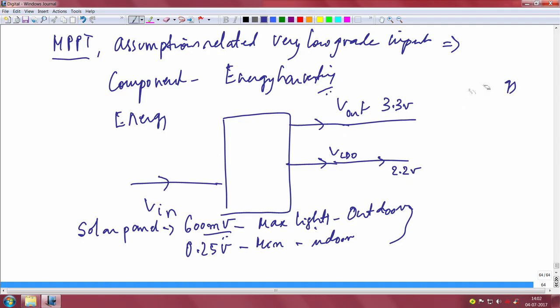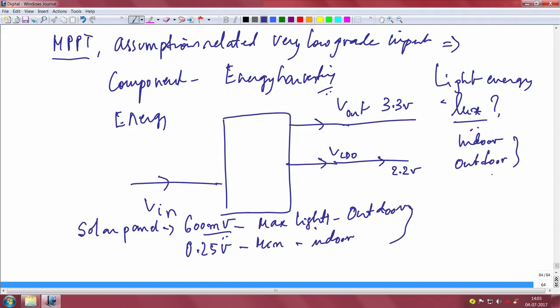Light energy in the form of light, and what is the kind of lux that is available indoor as well as outdoor. You must know this before you plan anything. For that, use a very cheap Lux meter, okay. And what is a Lux meter? I will show you now.